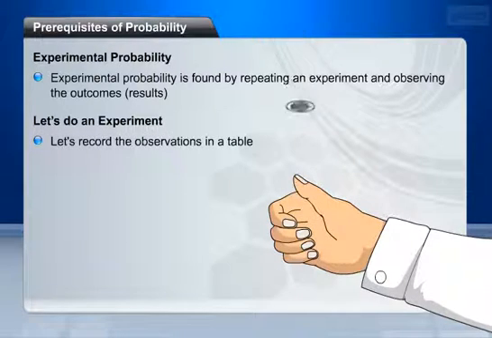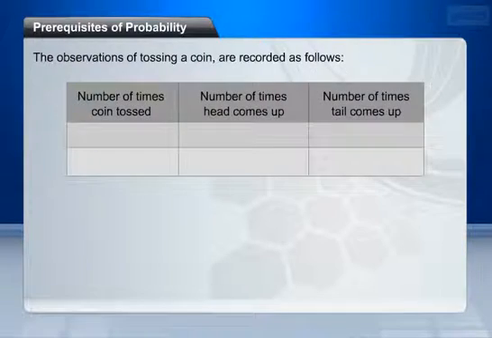Let's record the observations in a table. The observations of tossing a coin are recorded. After completion of 6 experiments, note down in a table the number of times the coin was tossed, the number of times heads comes up, and the number of times tails comes up. Here in the experiment, heads comes 2 times, tails comes 4 times.